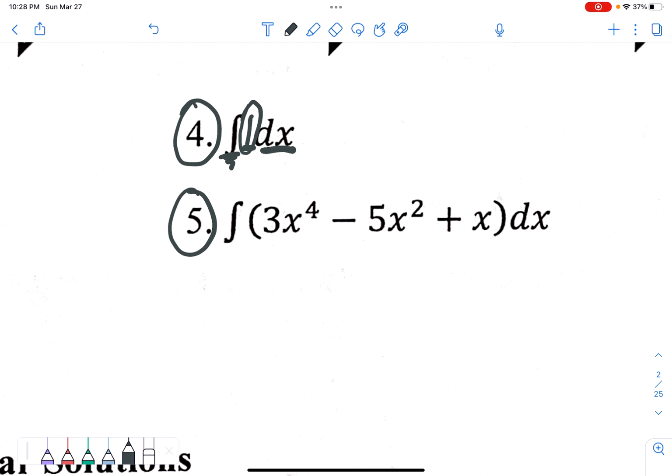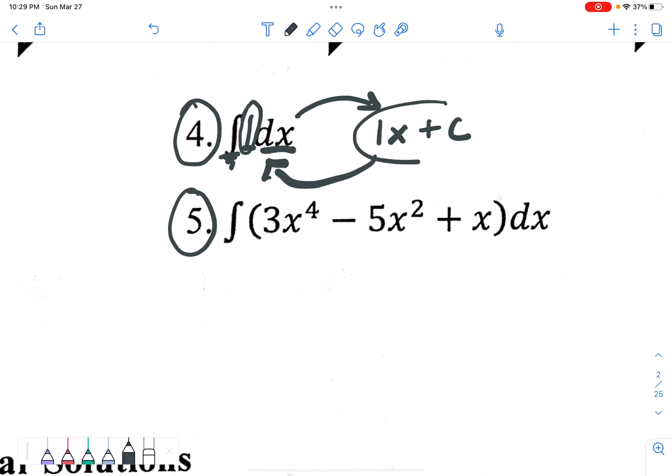I always just think about this in my head as: what would I take the derivative of to get 1? The derivative of 1x would end up being 1. But don't forget your plus c on the end there. The derivative of 1x plus c would be just 1. And this is my antiderivative.